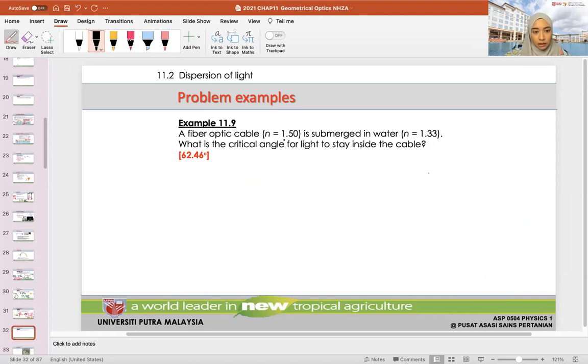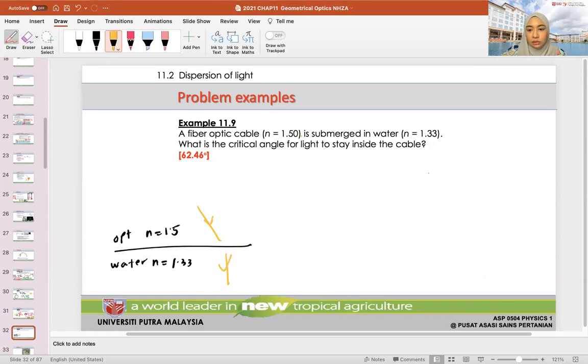11.9. A fiber optic cable, an application of TIR, with n equals 1.5, is submerged in water. So this is your optic fiber and this is water. N is 1.5 and this is n equals 1.33. For TIR to happen, it has to go from here to here. Okay, rough drawing first.